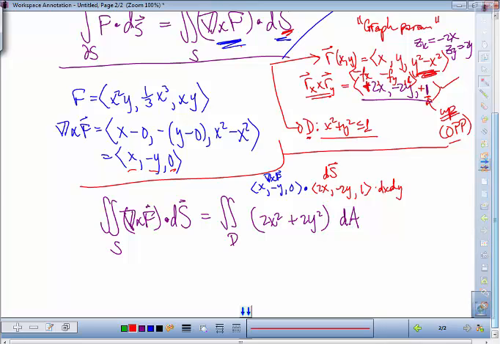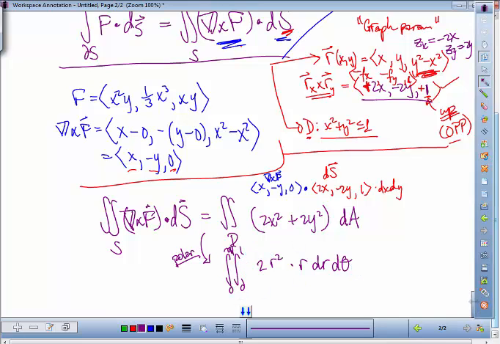All right, so now let's go polar. And we've done this a bunch of times already. Circle of radius 1, a disk of radius 1. Your r goes from 0 to 1. I have 2r squared, x squared plus y squared, an extra r, dr going from 0 to 1, and d theta going all the way around 0 to 2 pi.